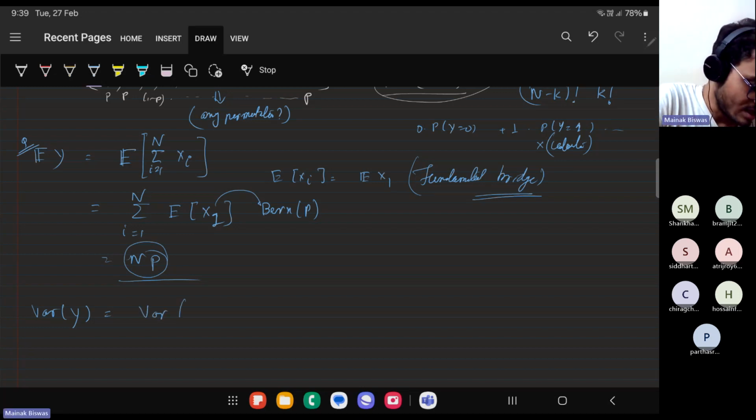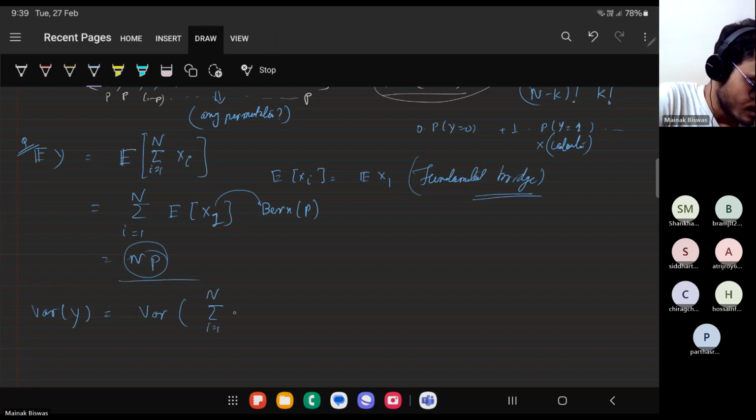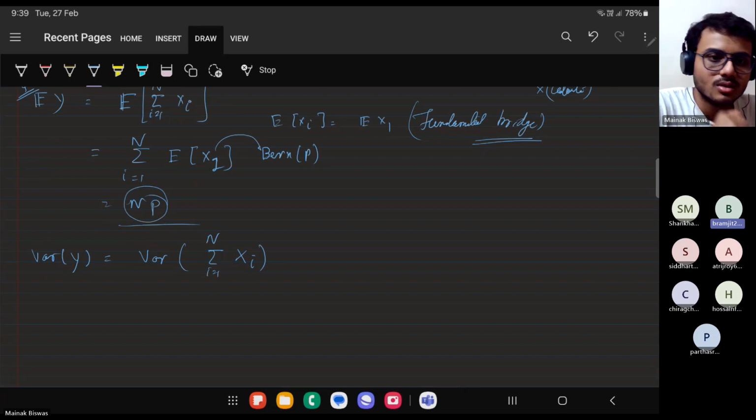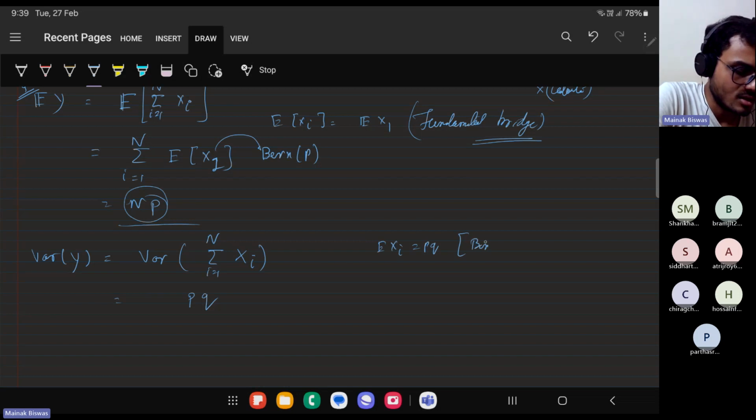Again, variance of i equal to 1 to n. Yes or no? The npq, because it's coming as nt minus nt squared. So we got pq as the variance of the xi's of a binomial, right? Yes. And since they're independent, we can add them.